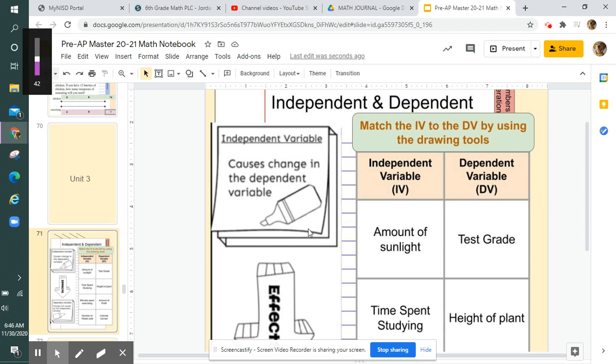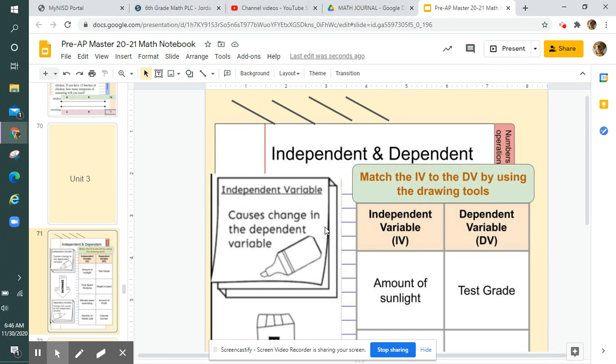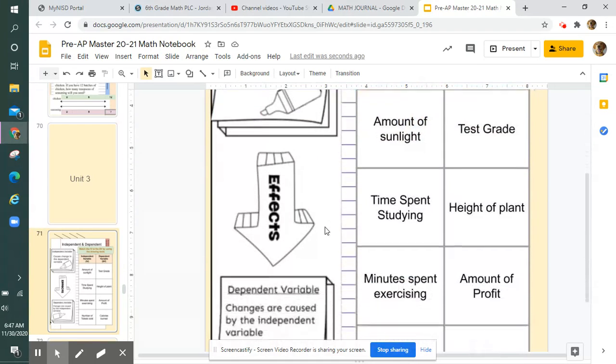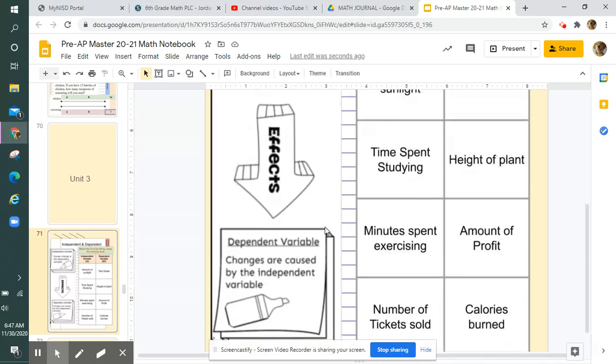Right, today we'll be talking about independent and dependent variables. Some of you may have already talked about this in science classes before, but it is also used in math. The independent variable is the thing that causes the change in the dependent variable, the thing that you're actually changing. The dependent variable is caused by the independent variable, okay?